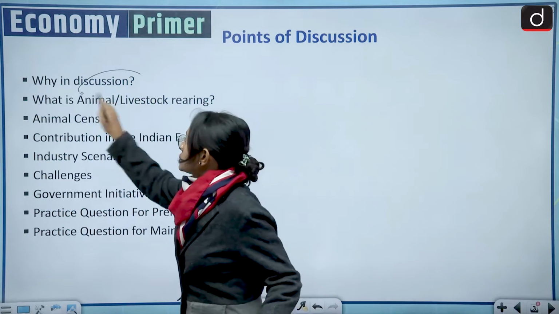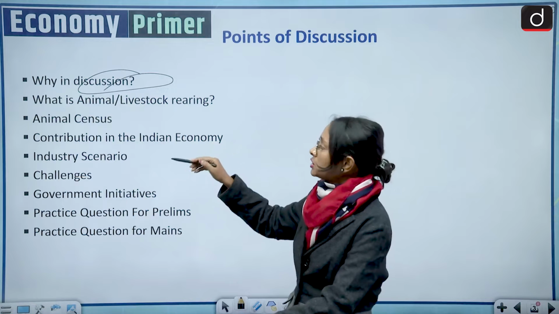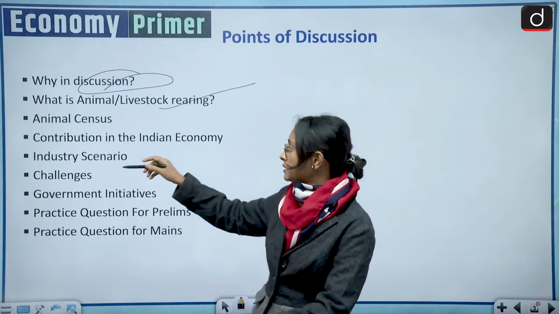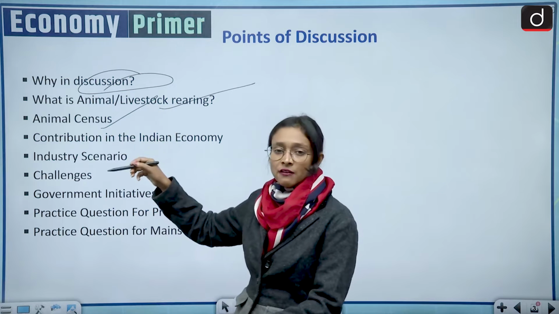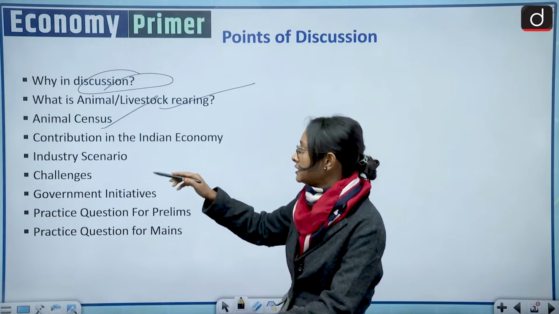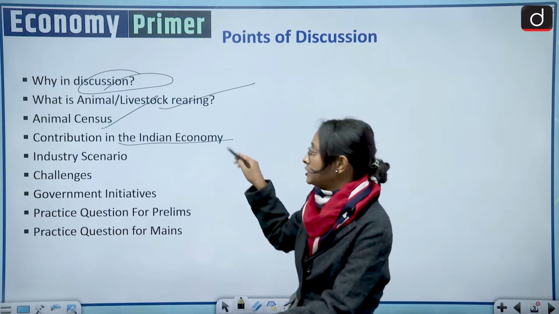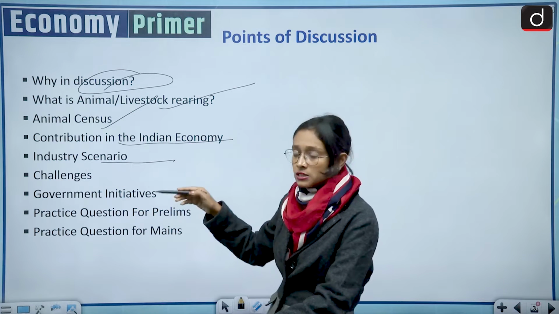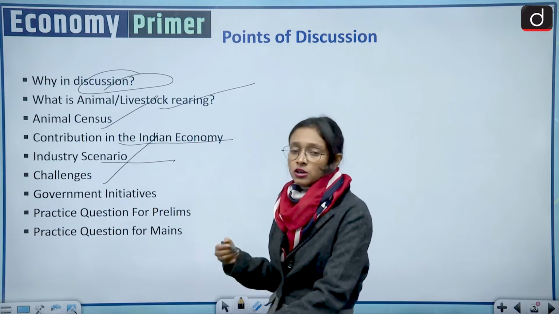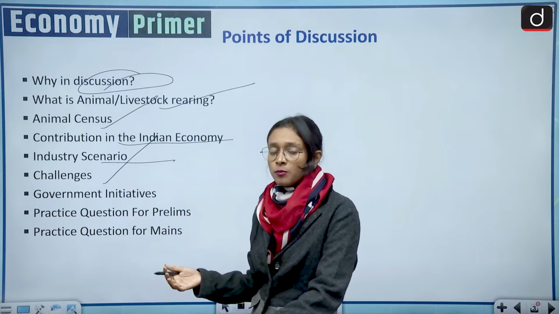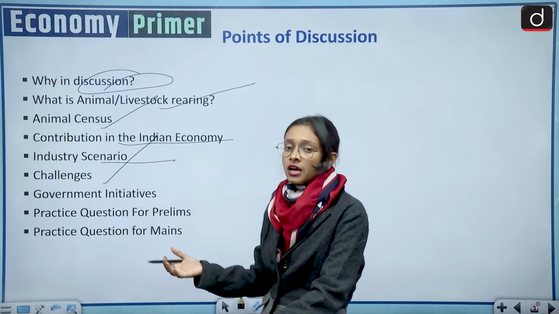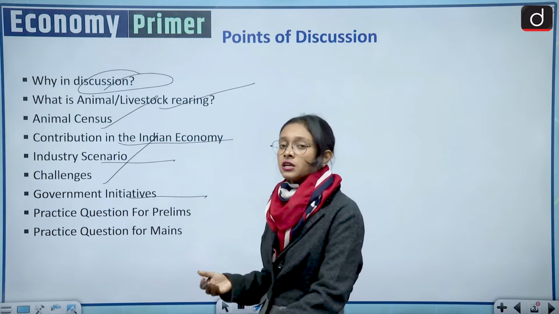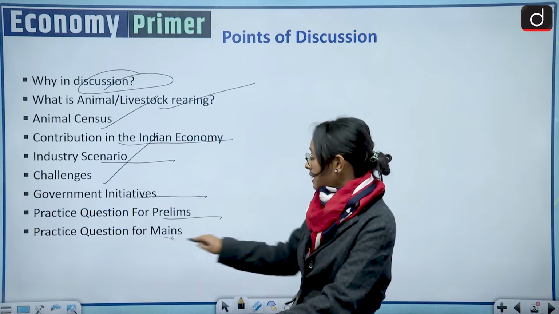First of all, we are going to discuss why this topic is in the discussion. Then what is animal livestock rearing? We'll have a brief intro about this topic. Then what is the animal census? We'll have the latest data about the animal census and then the contribution of livestock in the Indian economy. And then we are going to study the industry scenario regarding this. Challenges: what are the challenges in terms of the livestock population, in terms of livestock rearing and other production factors, government initiatives regarding livestock rearing and other things, and practice questions for prelims and mains.